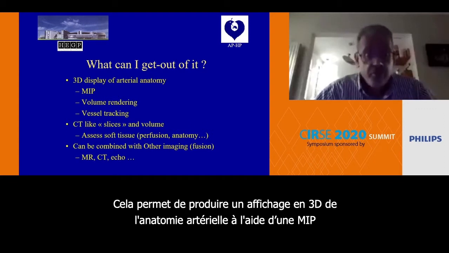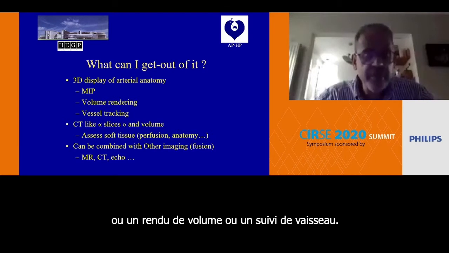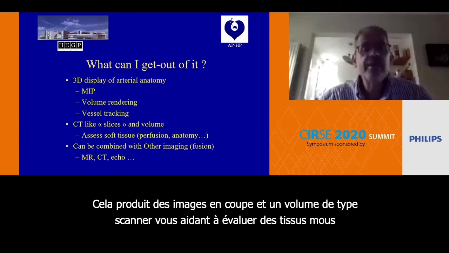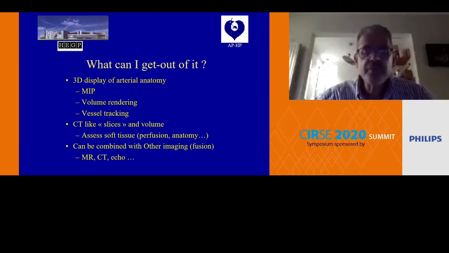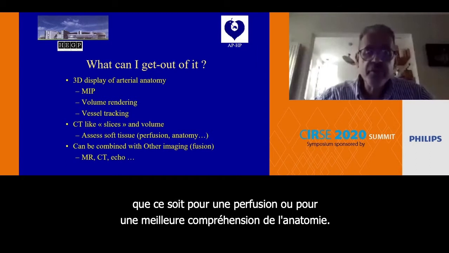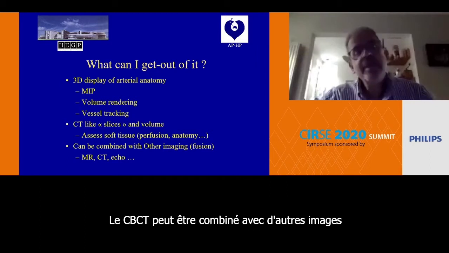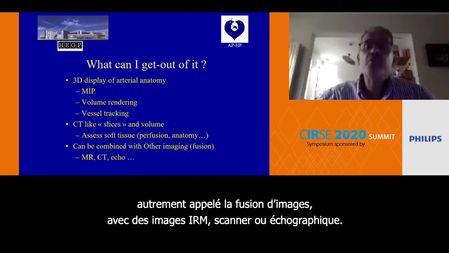It allows to produce 3D display of arterial anatomy using MIP or volume rendering or vessel tracking. It produces also CT-like slices and volume, which will help you to assess soft tissue, whether it's for perfusion or for understanding of the anatomy. And it can be combined with other imaging, doing what we call fusion imaging with MR, CT or echography.